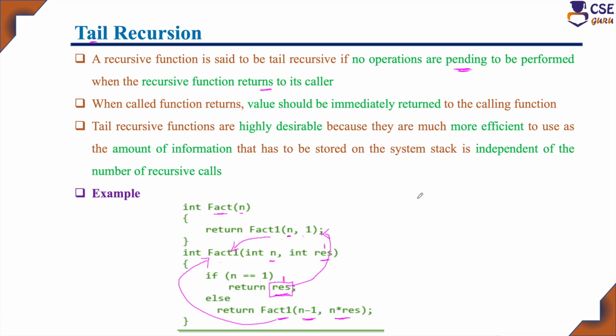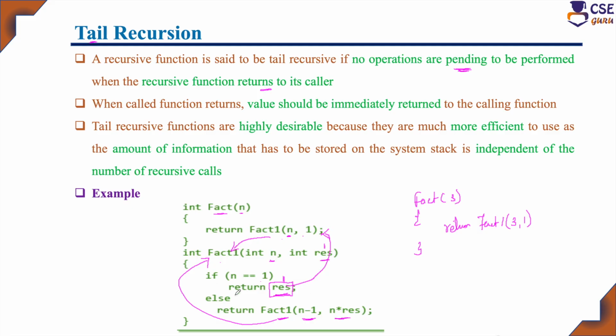For example, here I will consider fact of n. The n value is 3. We will consider fact of 3. So this is the calling function. So here it has to return fact of 1 with the n value 3 comma 1.